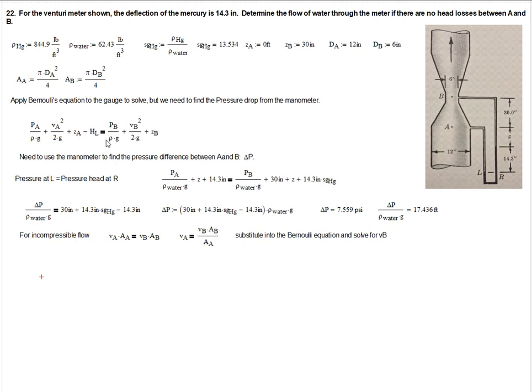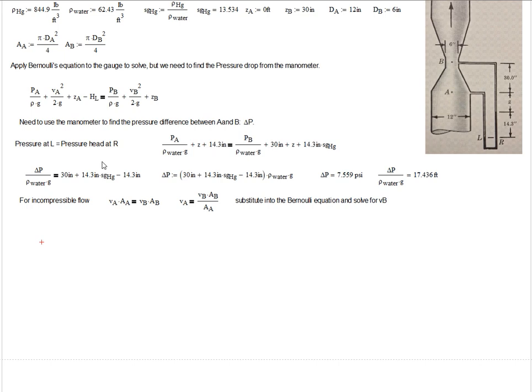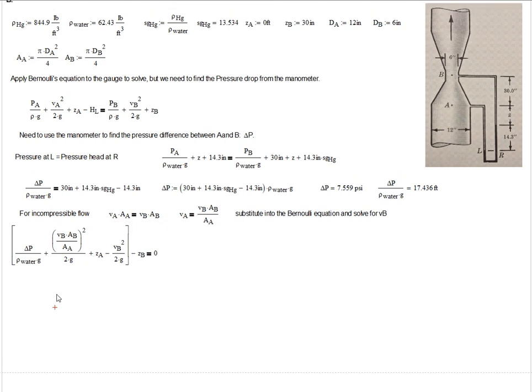Because if you look here, I know the heights, I know the elevations, I know the pressure drop now, I know the density, and of course the head loss cancels out. So what I do is I take VA and I express it in terms of VB, and then I can go and simplify this Bernoulli equation. And so that's what I've done here.